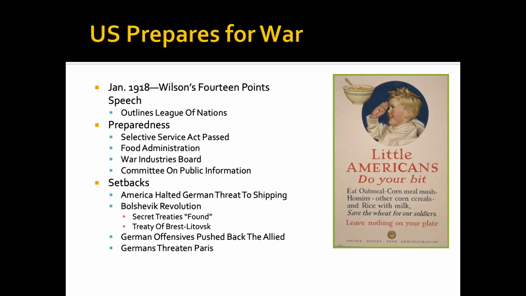Wilson made a speech calling for 14 points of what the world would look like after the war was over. And in this, he most famously outlines his plans for a League of Nations. This was a way for the various nations to come together and to meet and to work out their differences so that they wouldn't have to go to war.